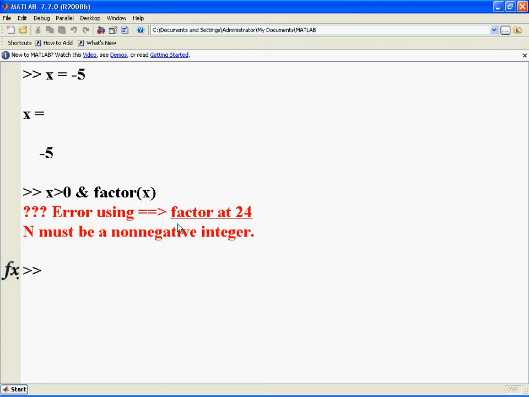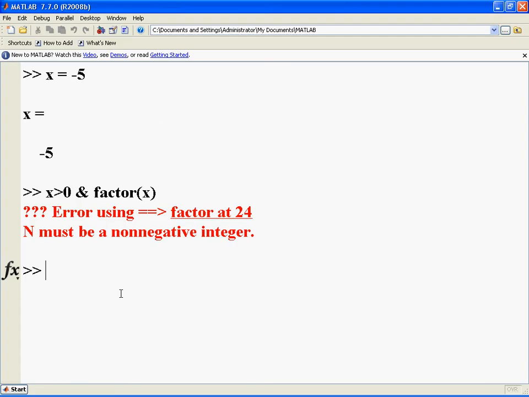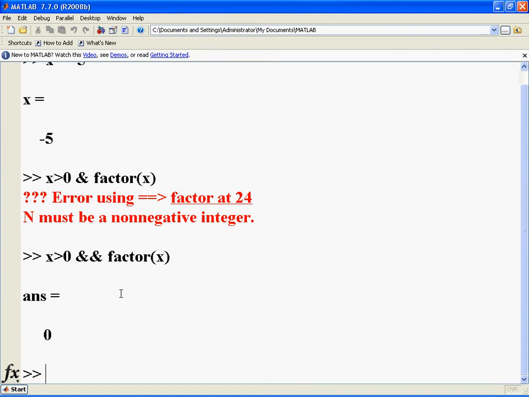as input, right? That just doesn't make sense. You can't find the prime factors of negative 5. And so here, in the second example, we use the short-circuiting operator. We say, is x greater than 0 and factor x? And it says false, right? Because it's saying, is this first thing true? No. So I'm not even going to bother trying to compute the second, and thus returning an error.